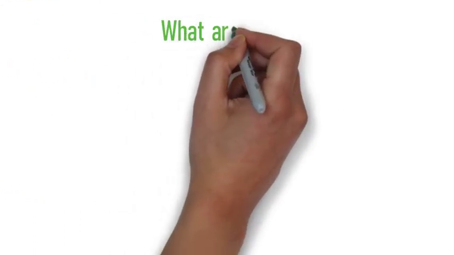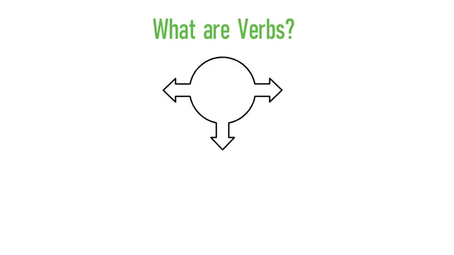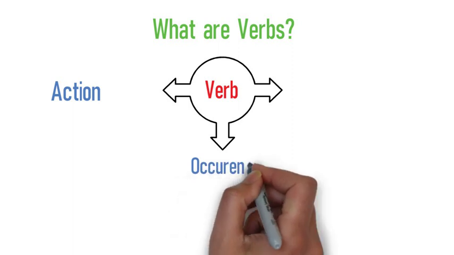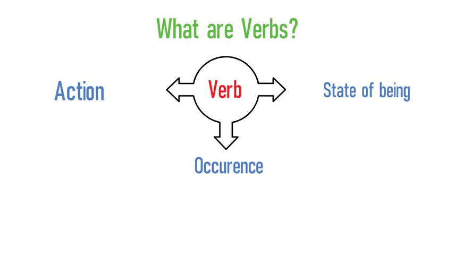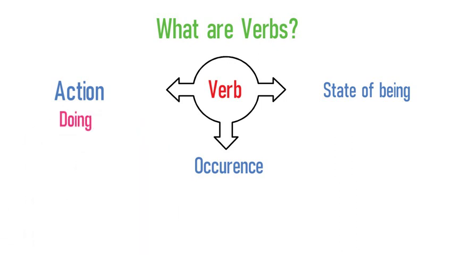Firstly, let's understand what verbs are. A verb is a word that expresses an action, occurrence, or state of being. It is the main element of a sentence that shows what the subject is doing, what is happening to it, or what it is like. Let's take a look at some examples.